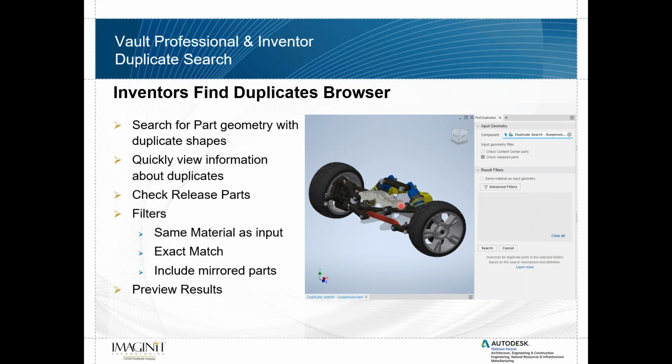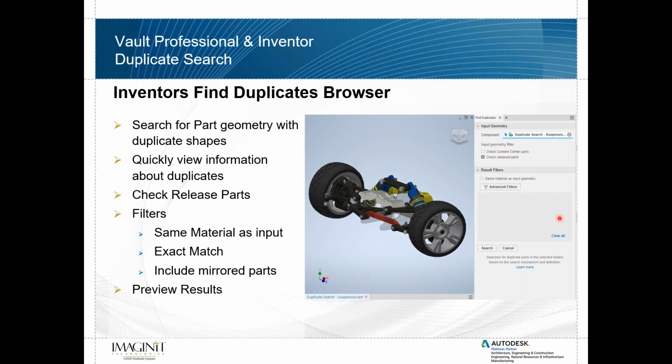From within Inventor, we have another browser. Now, we have the assembly browser that generally is on the left side, or maybe the part modeling browser where we see our feature tree. I don't have that browser displayed right here, but I'm just moving my little red dot where that would be. We are now going to work with a Find Duplicates browser, and we'll go through a presentation on that.